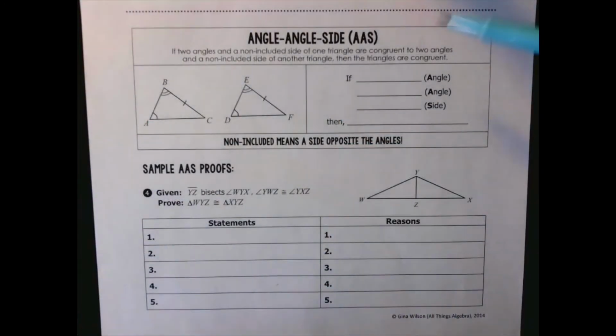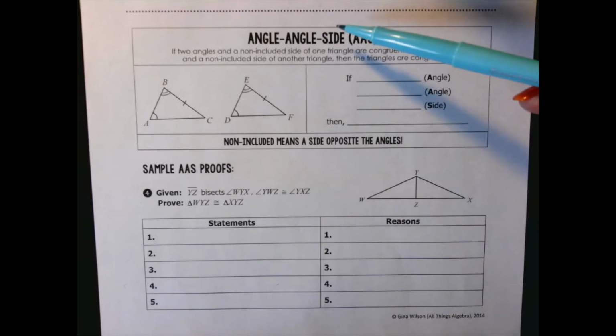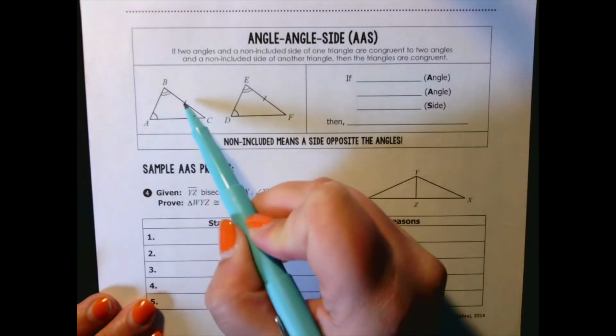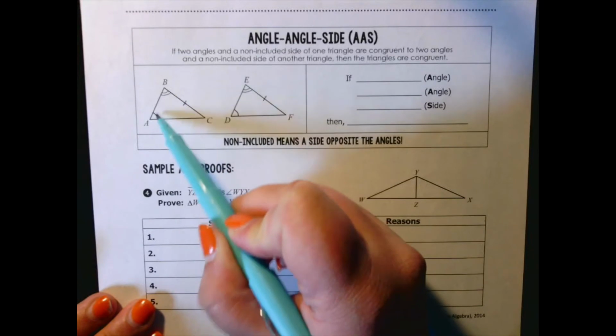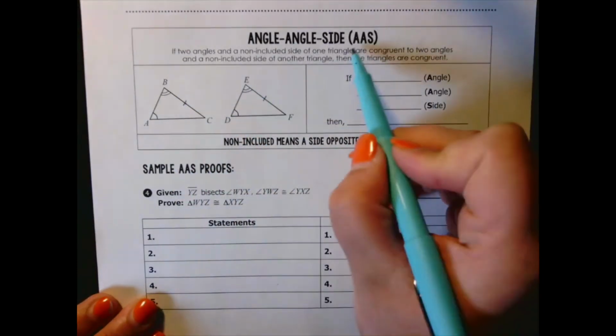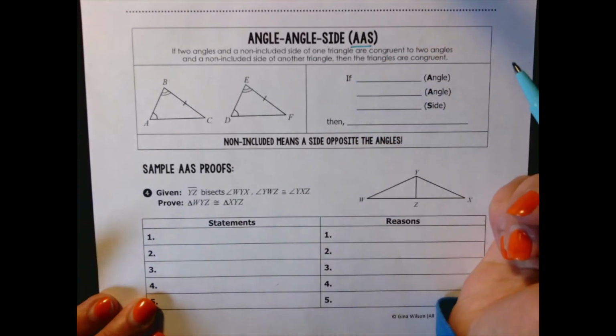Now we are going to move on to angle, angle, side, or AAS. So if two angles and a non-included side of one triangle are congruent to two angles and a non-included side of another triangle, then the triangles are congruent. So if we have two angles and then a side that is across from those two angles, then it's going to be angle, angle, side.